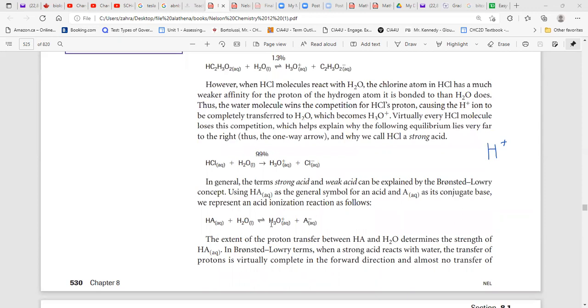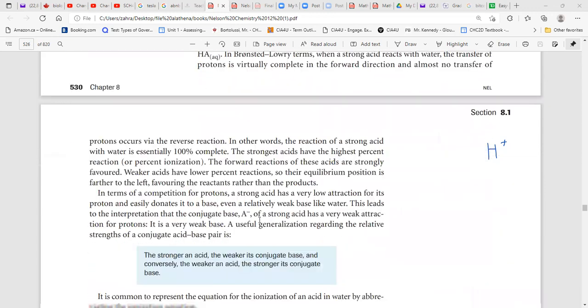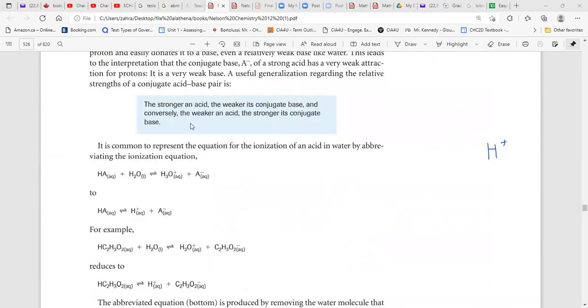Here's HA plus H2O. Again, it will be weak because there is a two-way reaction. The stronger an acid, the weaker is its conjugate base. And conversely, the weaker an acid, the stronger is the conjugate base. For example, HA plus H2O gives H3O plus A. So HA is losing hydrogen and becomes A.